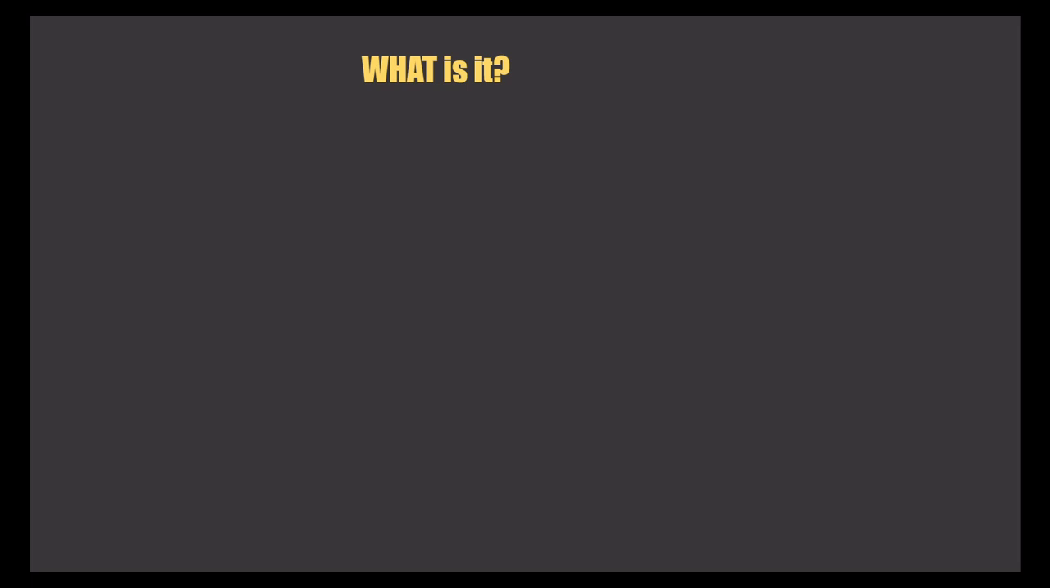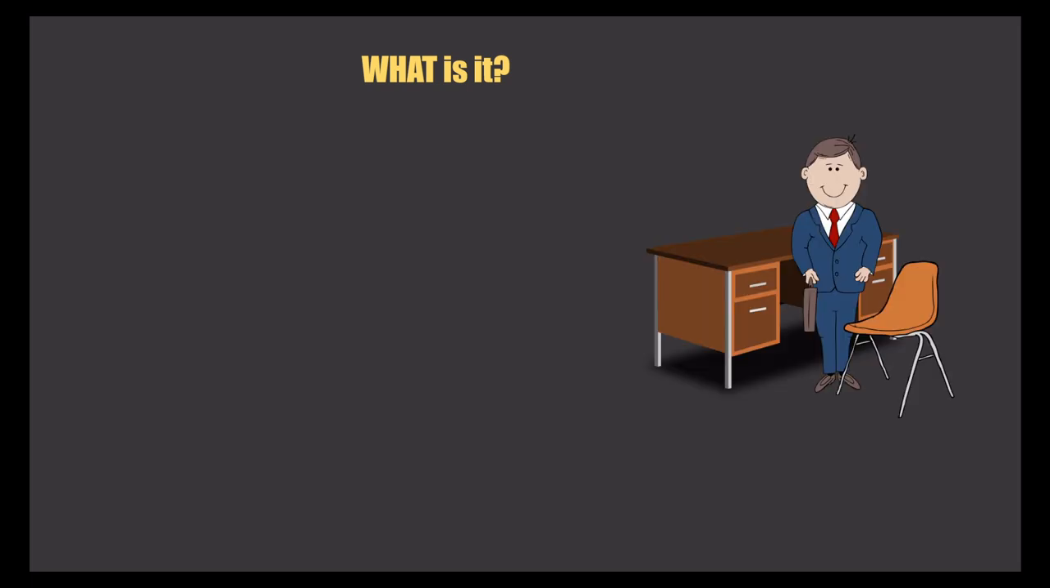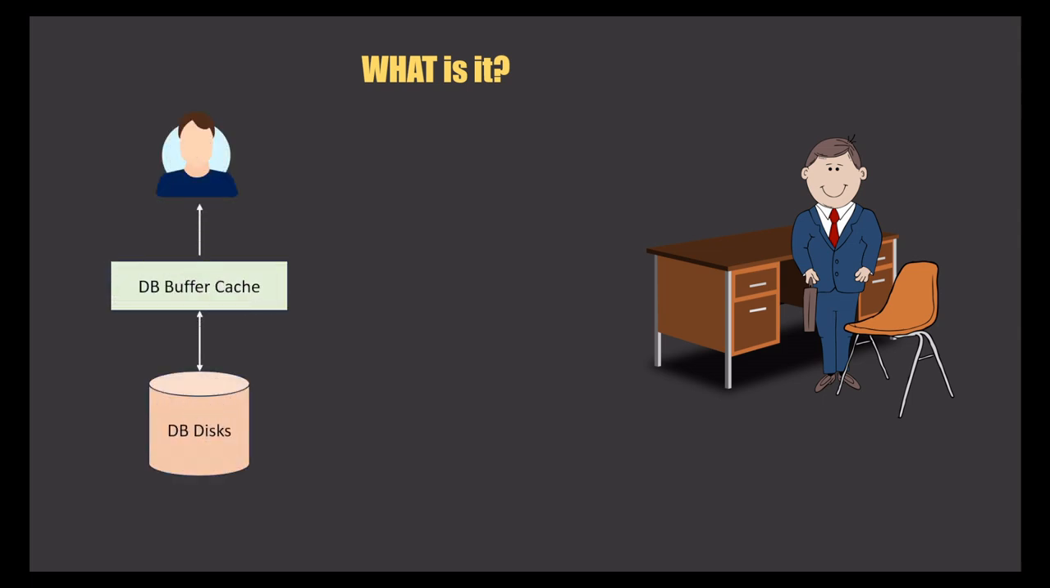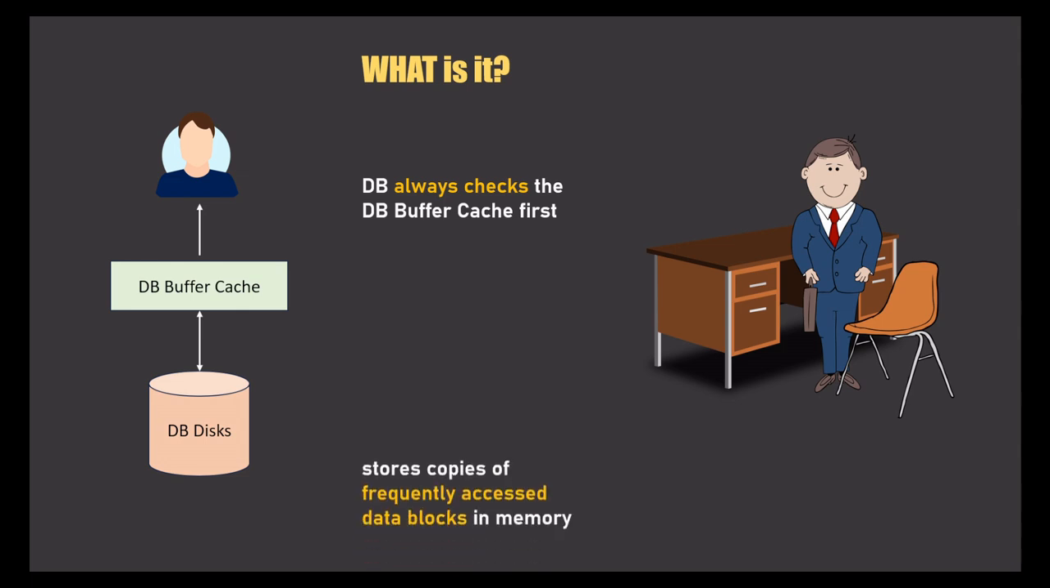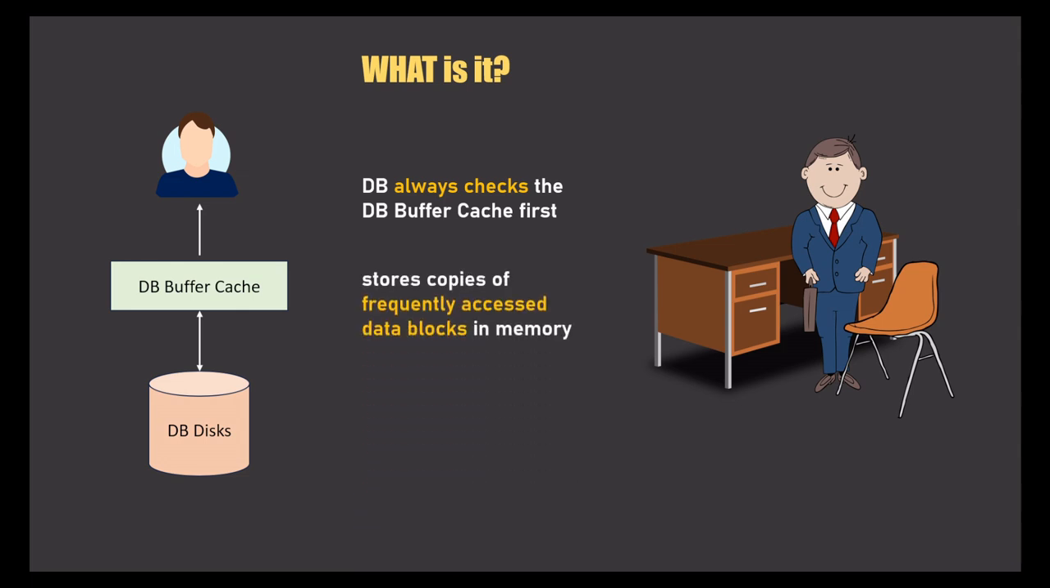The database buffer cache is a critical component of the Oracle System Global Area, or SGA. Think of it as the front desk of the database memory architecture. Whenever a user requests data, instead of rushing to the slow storage disks every time, the database first checks the DB buffer cache. It stores copies of frequently accessed data blocks in memory, making retrieval lightning fast. In short, it's the database's way of keeping hot data close at hand.